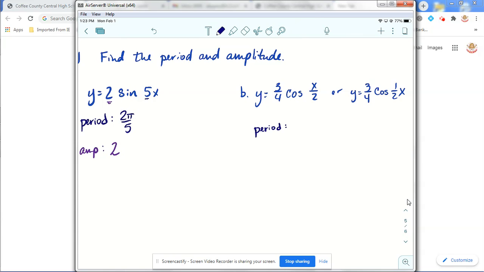So when I go to find the period, it's going to be 2 pi divided by the coefficient of x. So it's 2 pi divided by 1/2. And so whenever you divide by half, that's the same as multiplying by the reciprocal or multiplying by 2. So this one would have a period of 4 pi.